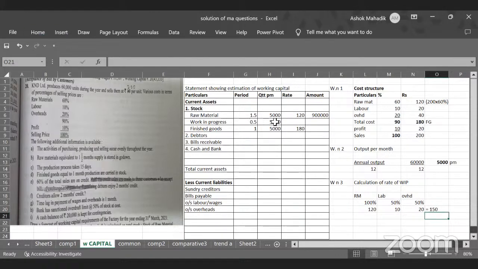The rate of WIP. How to calculate? We have to presume that 100% of raw material is applied. So 120 of material, 50% of labor work is done. That is 50% of 20 is 10, and 50% of overhead is charged. Overheads are 40, so 50% of that is 20. So this way we are getting rate of WIP, which is 150. You can observe raw material rate is 120 and finished good is 180. So WIP is somewhere in between these two. Clear? Okay, I hope this is clear. Okay, we'll move ahead.